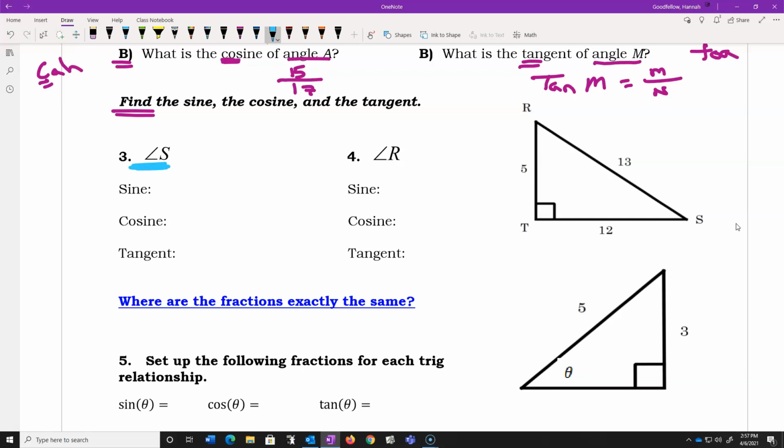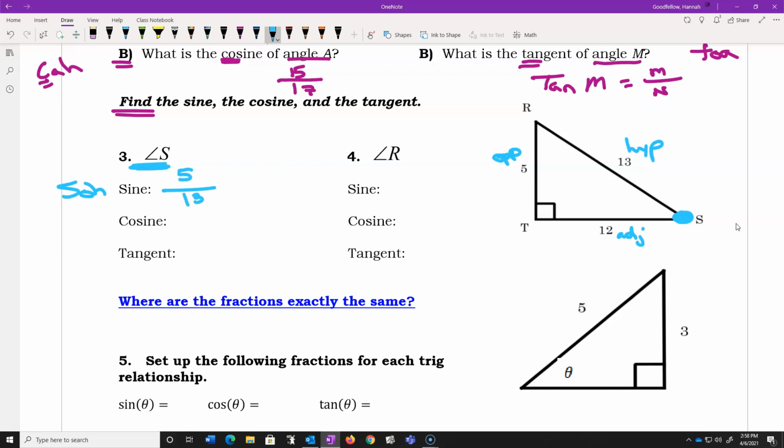So if it says, hey, find me sine of S, put your big dot right here and tell me what you have around you. This would be the opposite, this would be the adjacent, and this would be the hypotenuse. Okay, because that's from that perspective. So sine asks for SO. So that'd be the opposite and the hypotenuse. What would that be? 5 and 13.